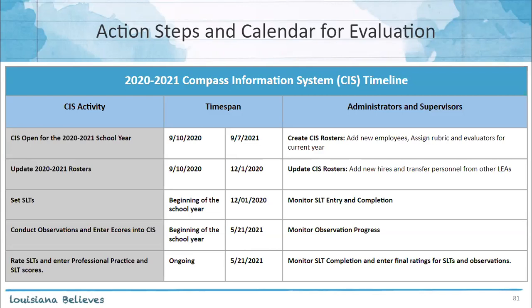You should also be setting up your SLTs. And then throughout the year, you conduct your observations and enter your scores, and rate your SLTs and enter your professional practice and SLT scores. With your non-BAM teacher, or all teachers are non-BAM for this year, so for the end of May.